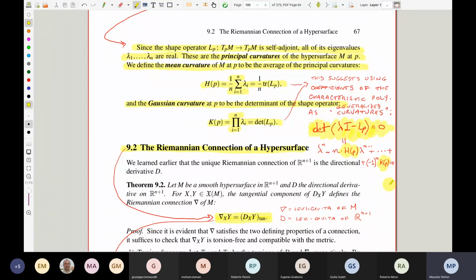Actually, this answers Roberto's question. You see, Roberto, the Gaussian curvature is actually up to a sign. It's not always the product; it's the product or the inverse of the product, depending on whether the dimension is even or odd. Because the determinant is not just this one, it is all of this. So we define the curvature with this sign. So this is why the Gaussian curvature is invariant also in odd dimensions.